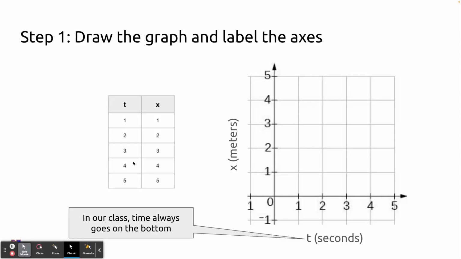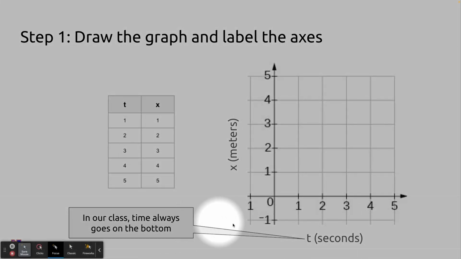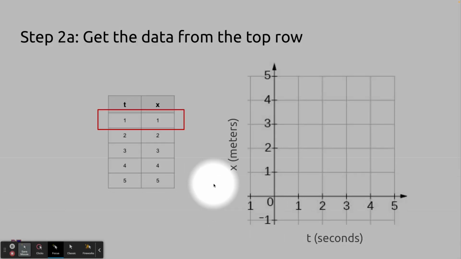Here's our table on the left, and here's our graph on the right. So in our class, time is always going on the bottom. So this is seconds down here. And then x, how far the thing has traveled, is going up the side on a position graph. We'll see there are other kinds of graphs with different verticals, but for us right now, x is over here and time is over here.